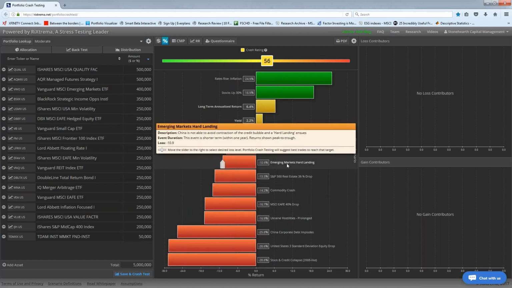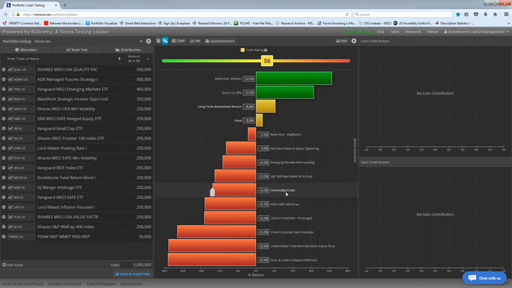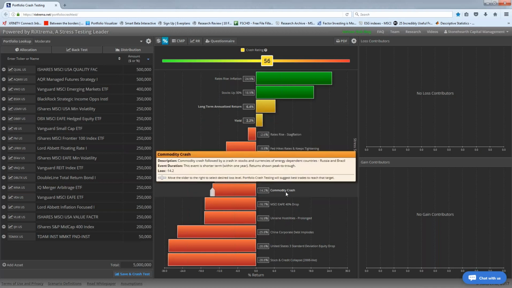Emerging markets hard landing, we don't think that's a high probability event. Commodity crash, maybe. Oil has had a nice run. This is kind of a higher probability. We really want to protect against commodity crash. What can we do to this portfolio to help us do that?